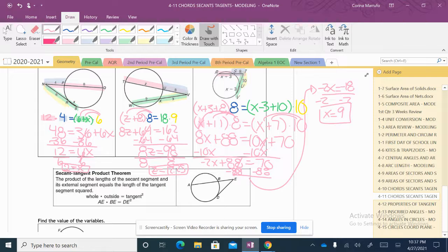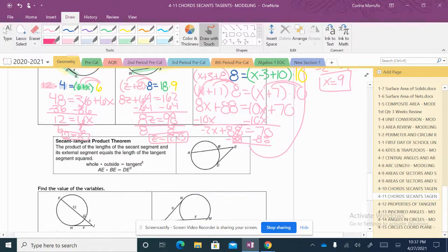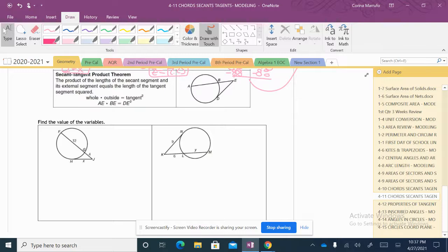All right, so then the next one here is the secant tangent product theorem. So here it says the product of the lengths of the secant segment. So just like we did the outside of the whole on our secant, we take the whole thing and multiply it times the outside. You are going to do that, but it's equal to our tangent line squared. So here's my tangent line, whatever the distance is, you're going to square it.